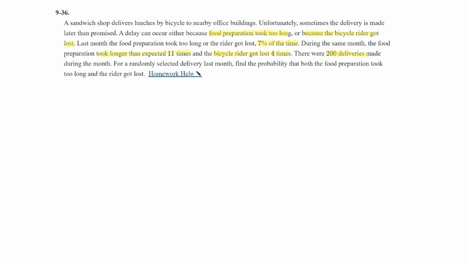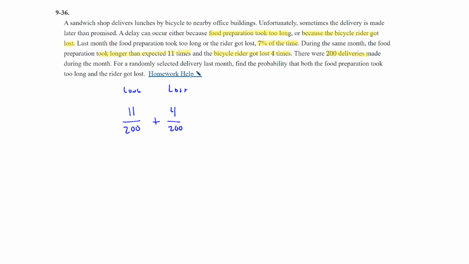All right, so we have a lot going on here. The food preparation took longer than expected 11 times, so that would be 11 out of 200. So 11 out of 200 represents that it took too long. And the bike rider got lost 4 out of 200 times. So that would be 15 out of 200.